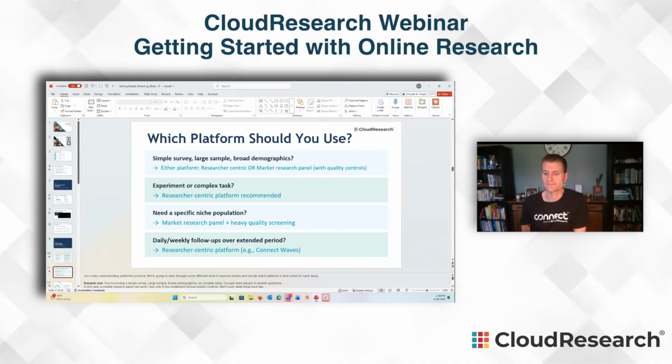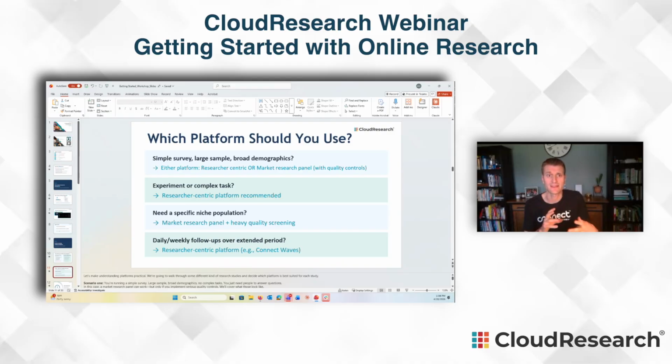We have people that use our products from all kinds of different areas of the social and behavioral sciences. And a lot of times there might be researchers in cognitive psychology who want participants to download some software that involves quick reactions to different stimuli that are presented on the screen. And we find that participants in market research panels are not willing to download those kinds of experiments or to engage in something more complicated like that at a very high rate. You find many more people in researcher-centric platforms who are willing to do that kind of task.